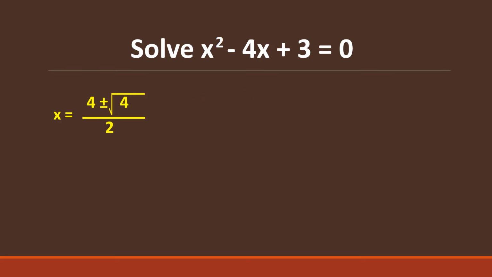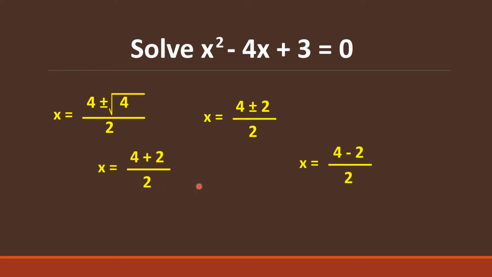Thus we get 4 plus or minus square root of 4 divided by 2, and the square root of 4 is 2. So that becomes 4 plus or minus 2 divided by 2. That can be 4 plus 2 by 2 or 4 minus 2 by 2. If it is 4 plus 2 by 2, then x will be 3. And if it is 4 minus 2 by 2, then x will be 1. Hence, the roots of this equation are 3 and 1.